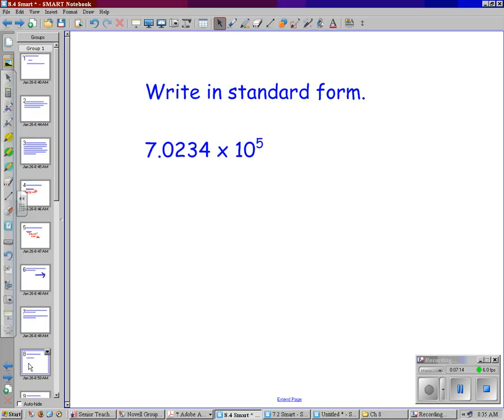Write in standard form, please. What is this number going to look like along the way? Josh, what do you say? 702,340. Describe to us what you did, Josh. I moved the decimal point 5 places to the right. To the right. All right. And how'd you know to move 5 places? Because that's what the exponent is. And how'd you know to move to the right? Because it's a positive exponent.